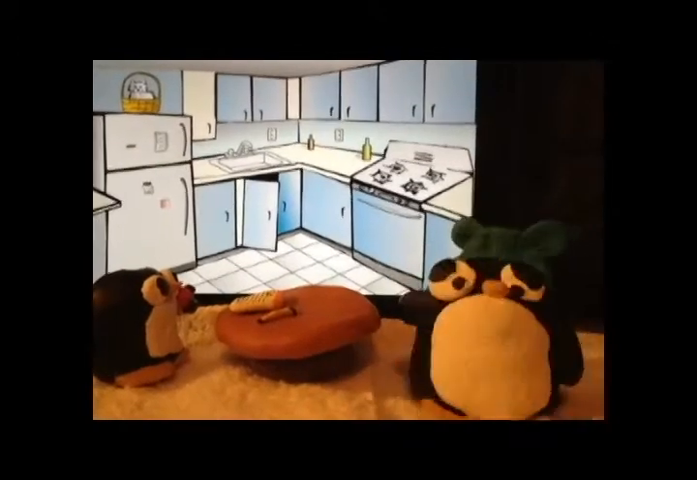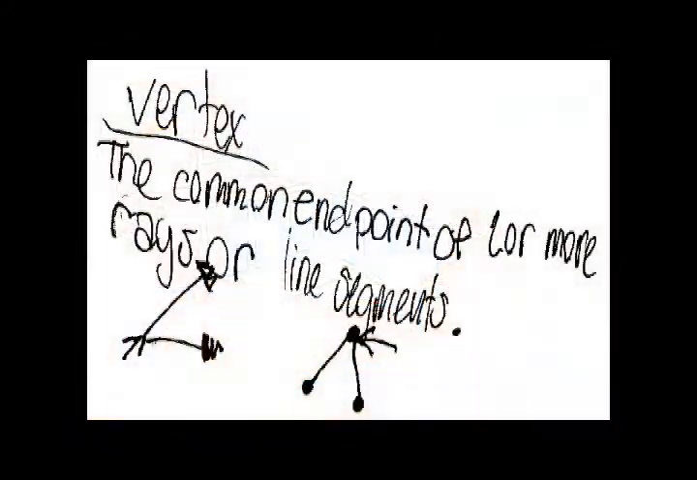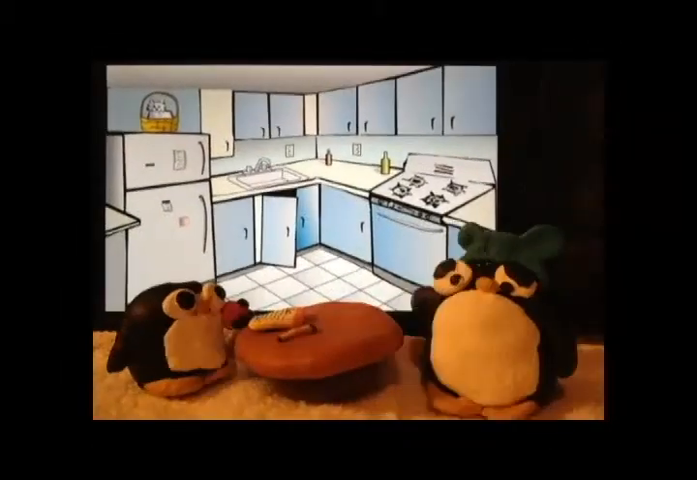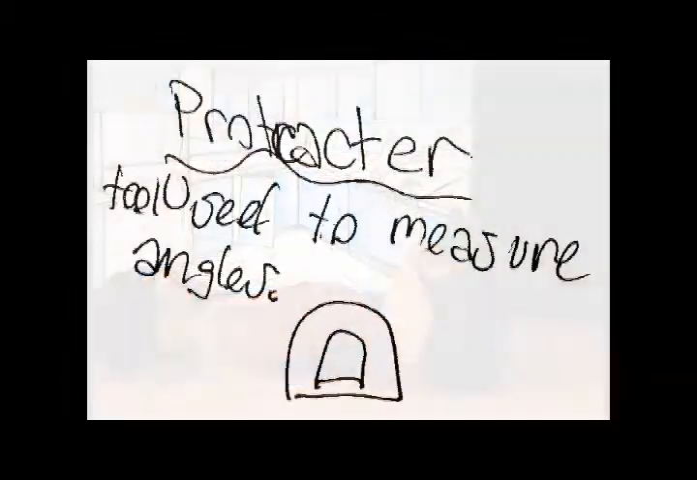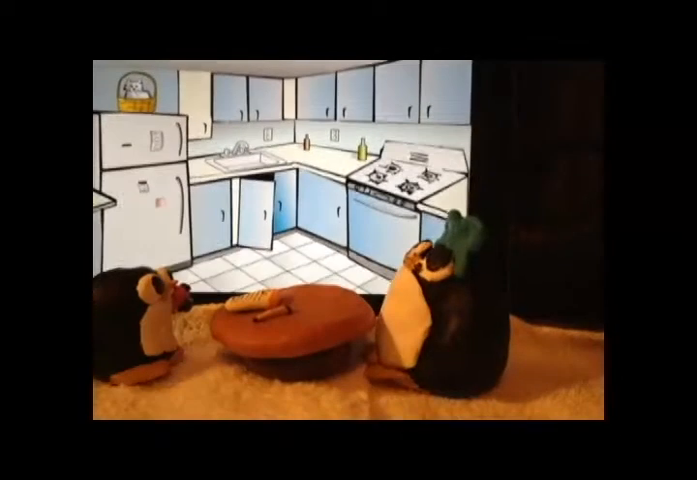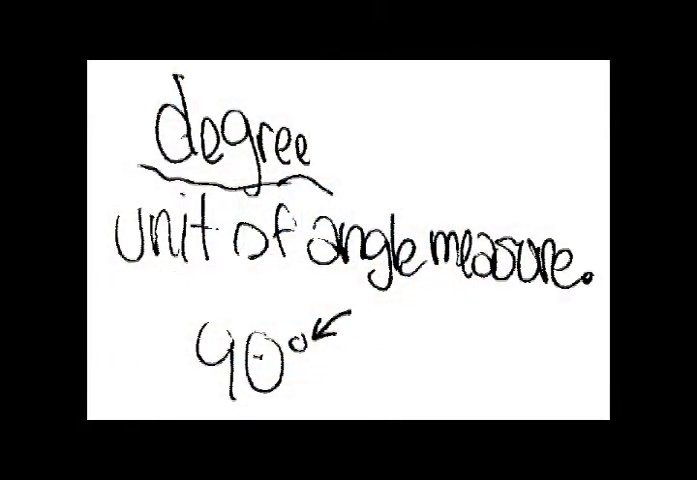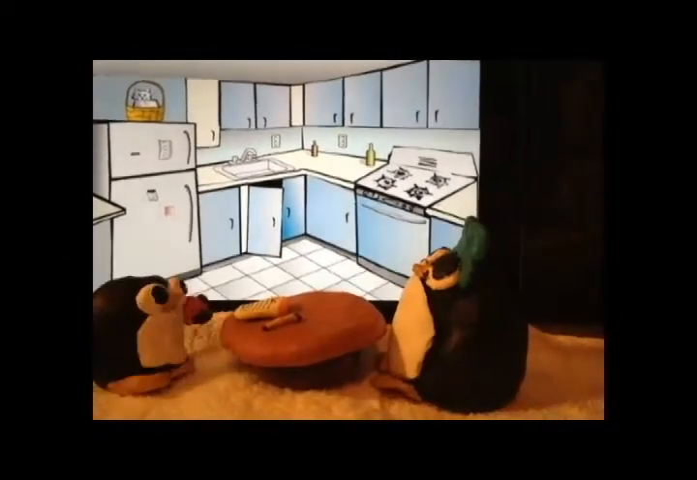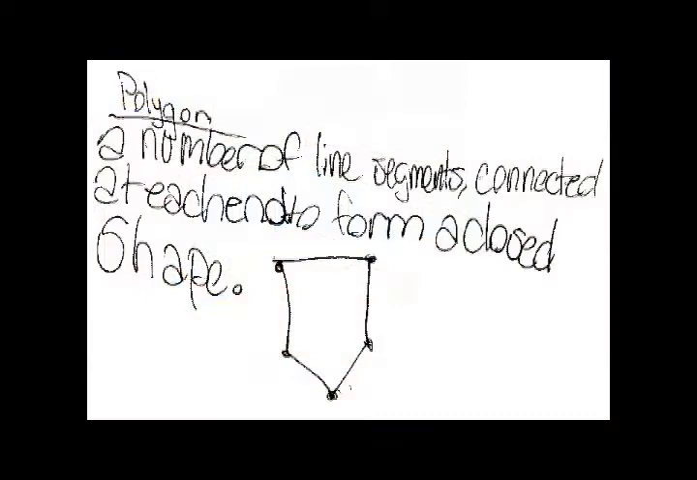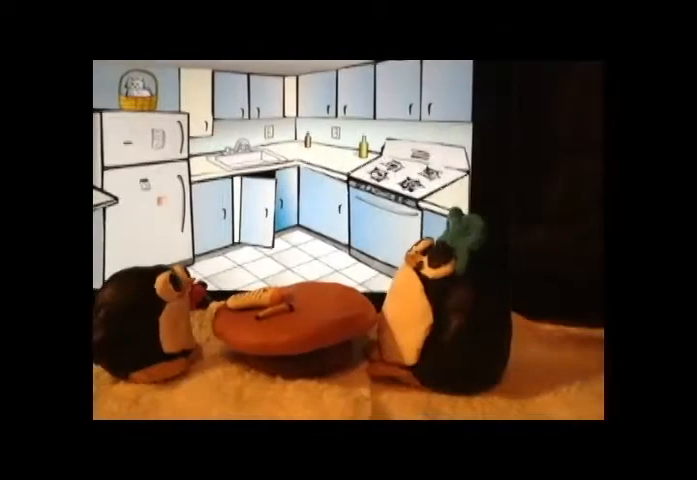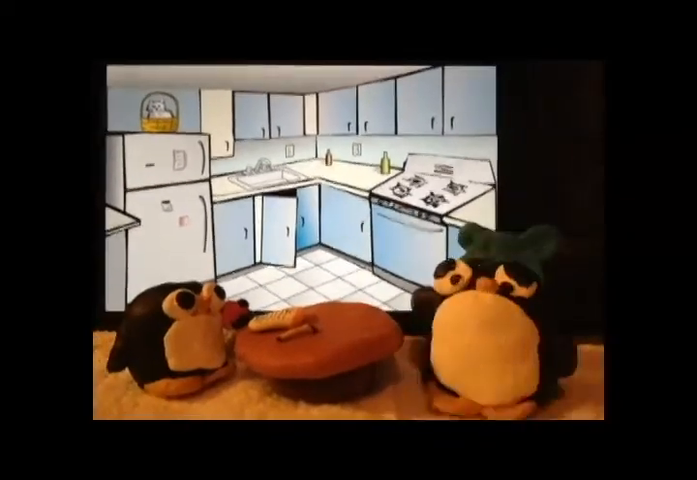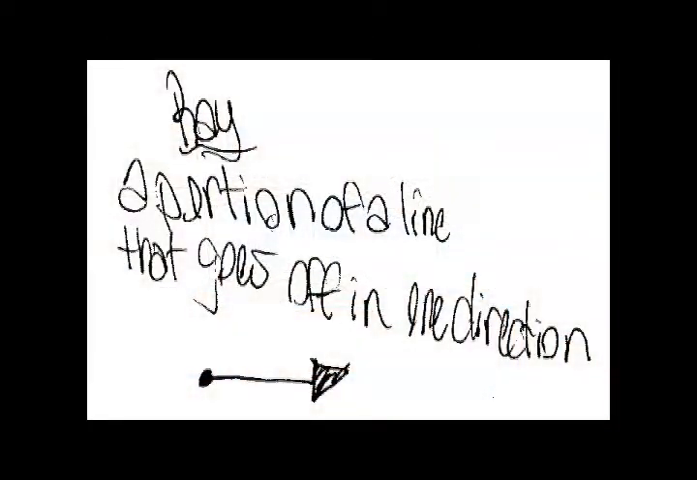A vertex is the common endpoint of two or more rays or line segments, and they look like this. A protractor is a tool used to measure angles, and it looks like this. A degree is a unit of angle measure, and it looks like this. A polygon is a number of line segments connected at each end to form a closed shape. A ray is a portion of a line that goes off in one direction, and it looks like this.